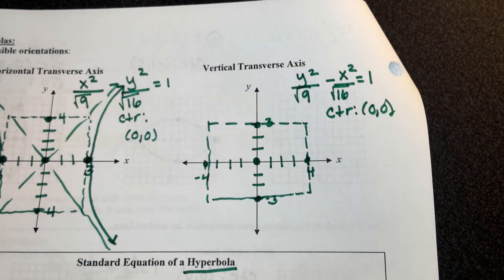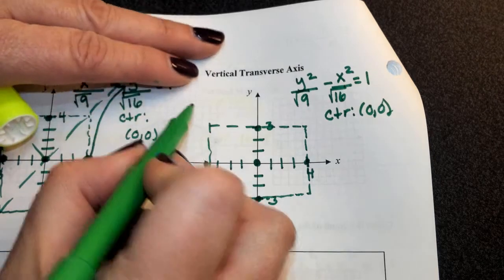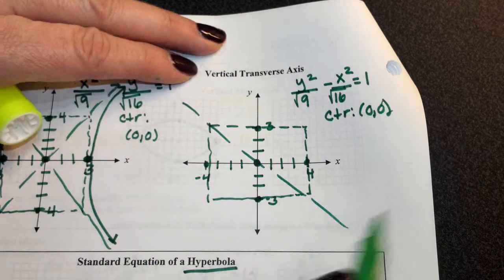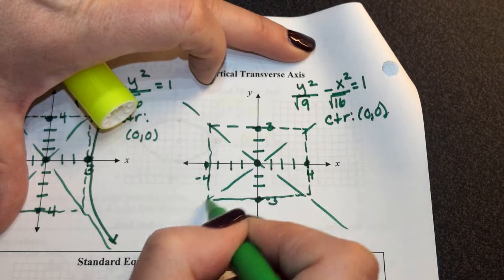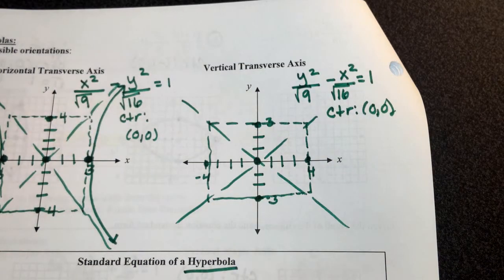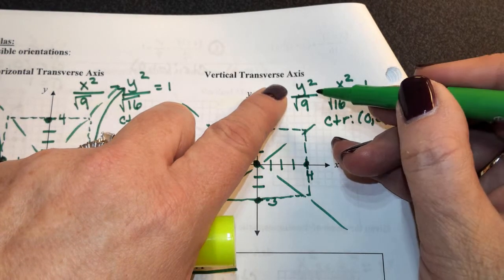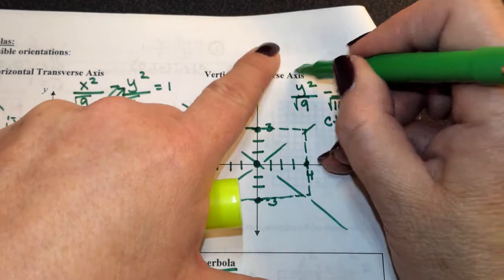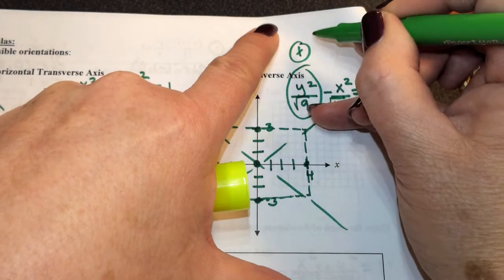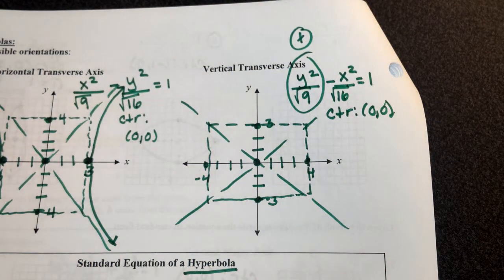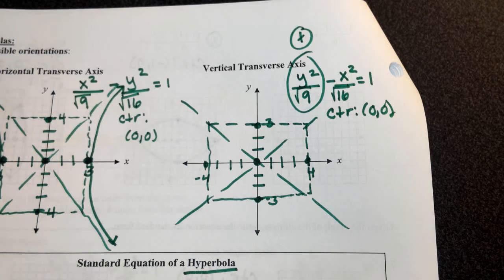Sketch your asymptotes, which are the diagonals of the rectangle. So far it's exactly like the previous one. But now look at the original equation. Which fraction is positive? Was it the x squared fraction or the y squared fraction? Y squared. This is your positive one. So y goes up and down, so that means your hyperbolas are going to have to open up and down.